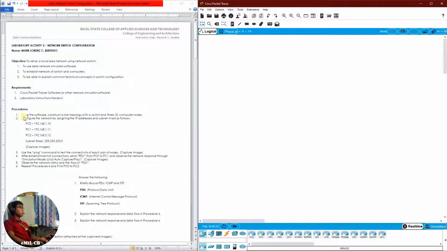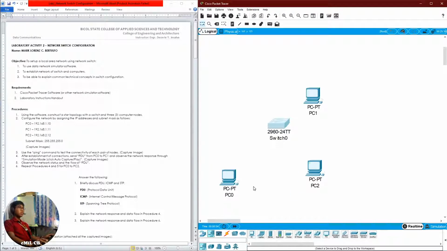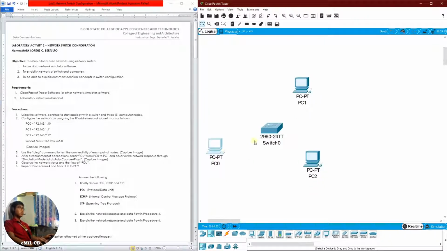Number 1. Using the software, construct a star topology with a switch and 3 computer nodes. Let us drag and drop a switch. Let us zoom it to have a bigger display. And 3 computer nodes. Just drag and drop from the library. Okay. It's up to you how you will place the computer nodes around the switch. For me, I prefer these placements.